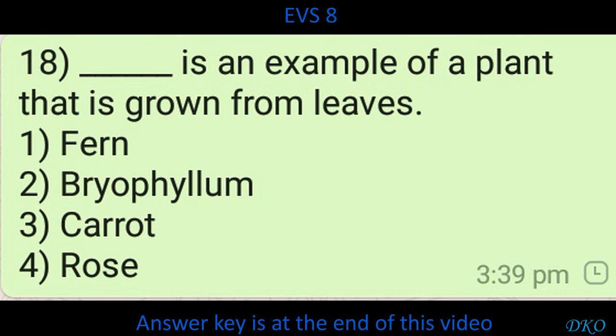Question number 18. Dash dash is an example of plant that is grown from leaves. Option number 1 is fern, option number 2 is Bryophyllum, option number 3 is carrot, and option number 4 is rose.